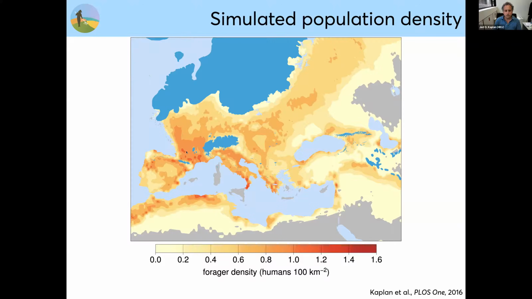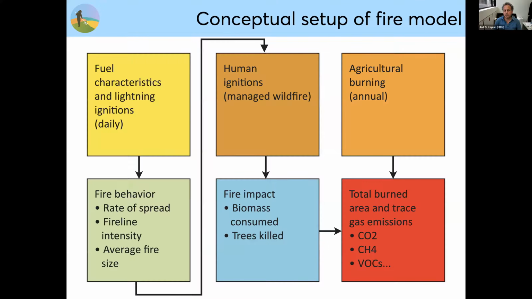Okay. So we could take this map of population density and put that into a computer simulation, a model of human-induced wildfire and how that influenced land cover. Here we have just a very simple schematic of this fire model where we have fuel characteristics, we have fire behavior, we have human ignition, so they're able to start fires, and all of that influences the landscape through, say, trees or vegetation killed, and influences the land cover.